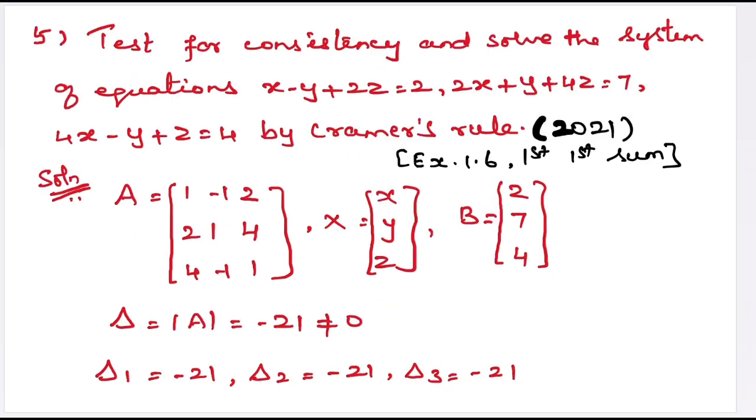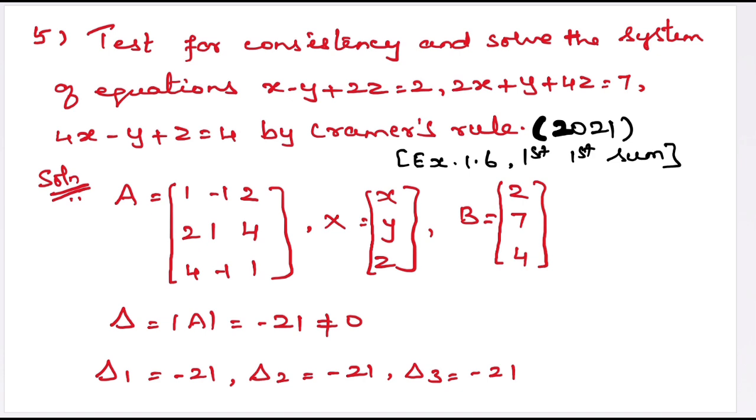Next, fifth problem. Test for consistency and solve the system of equations x minus y plus 2z is equal to 2, 2x plus y plus 4z is equal to 7, 4x minus y plus z is equal to 4 by Cramer's rule. This was asked in 2021. This is exercise 1.6 first sum. First write the given equation in the form of Ax is equal to b, where A is equal to matrix of [1 -1 2; 2 1 4; 4 -1 1], and x is equal to matrix of x, y, z, and b is equal to matrix of 2, 7, 4.